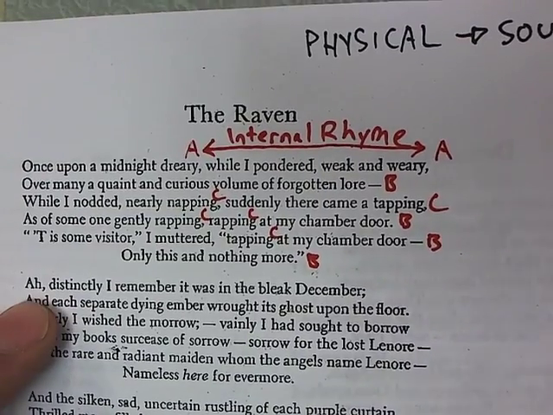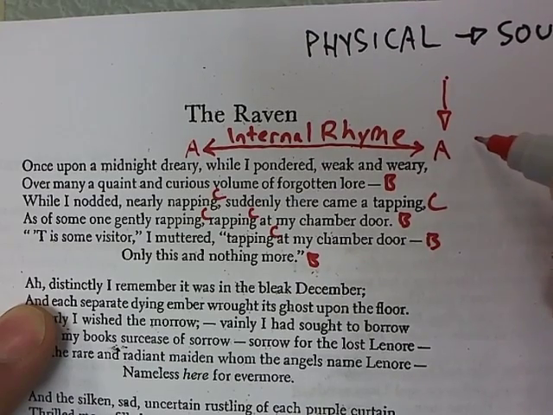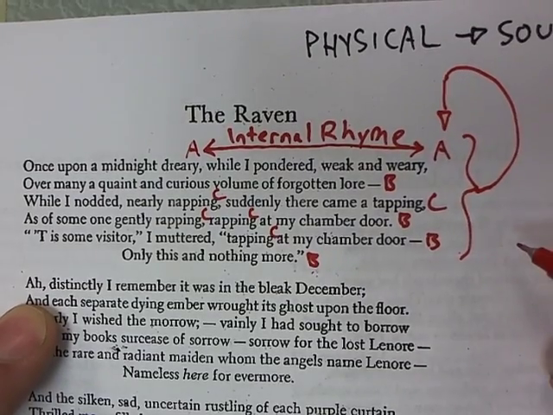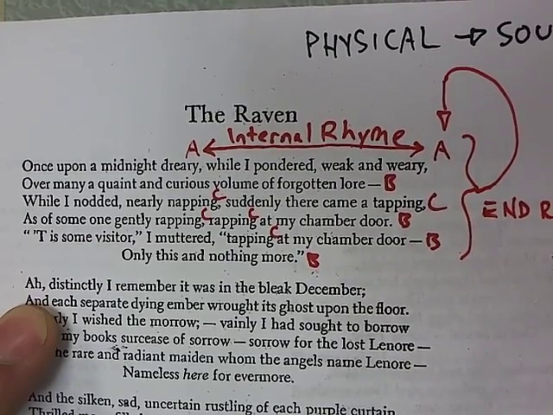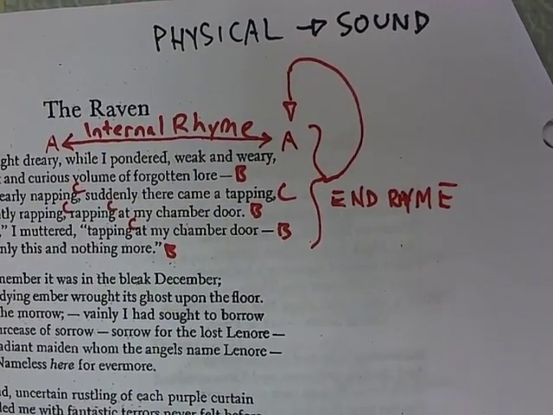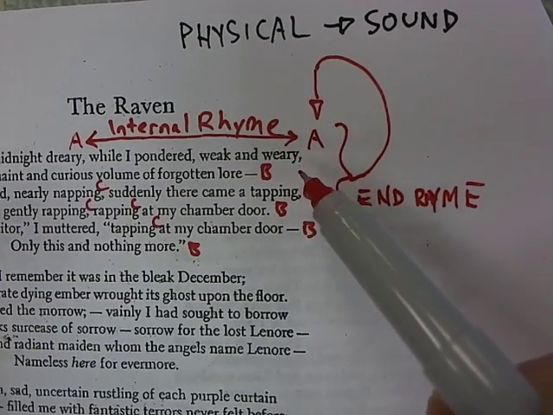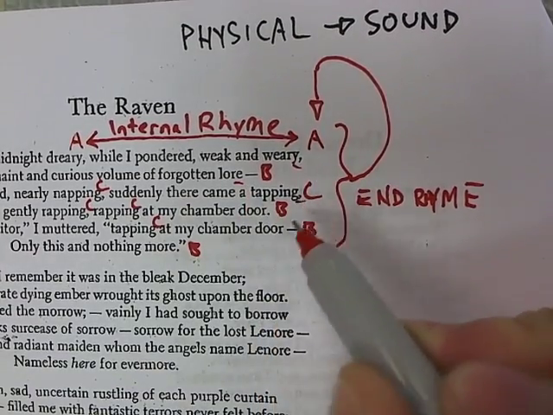So we could look, if we want, at just the end rhyme. We call it end rhyme because it comes at the end of the line, of course. So you could say of the end rhyme that the rhyme of this first stanza is A, B, C, B, B, B. End rhyme is the rhymes that come at the end of the lines.